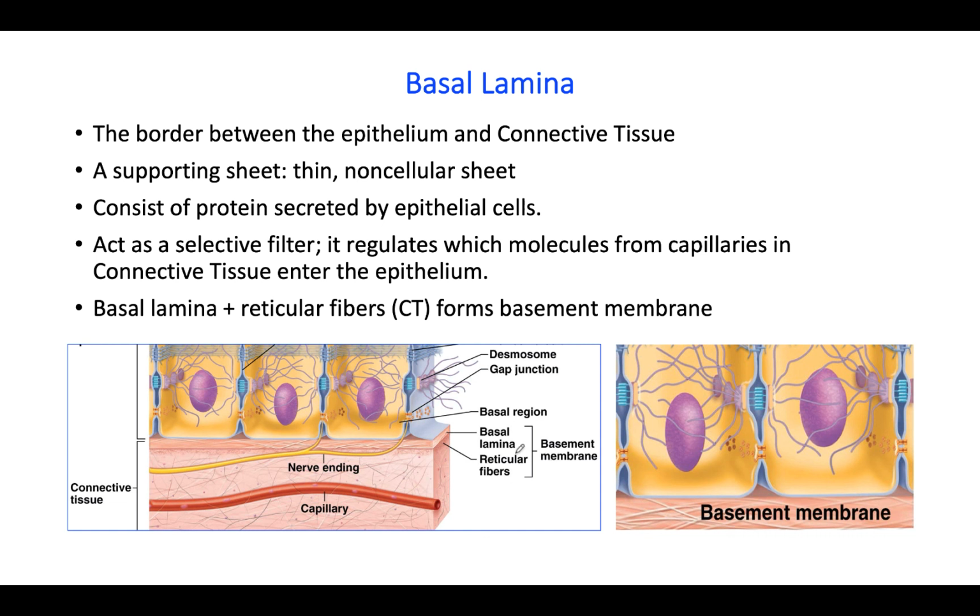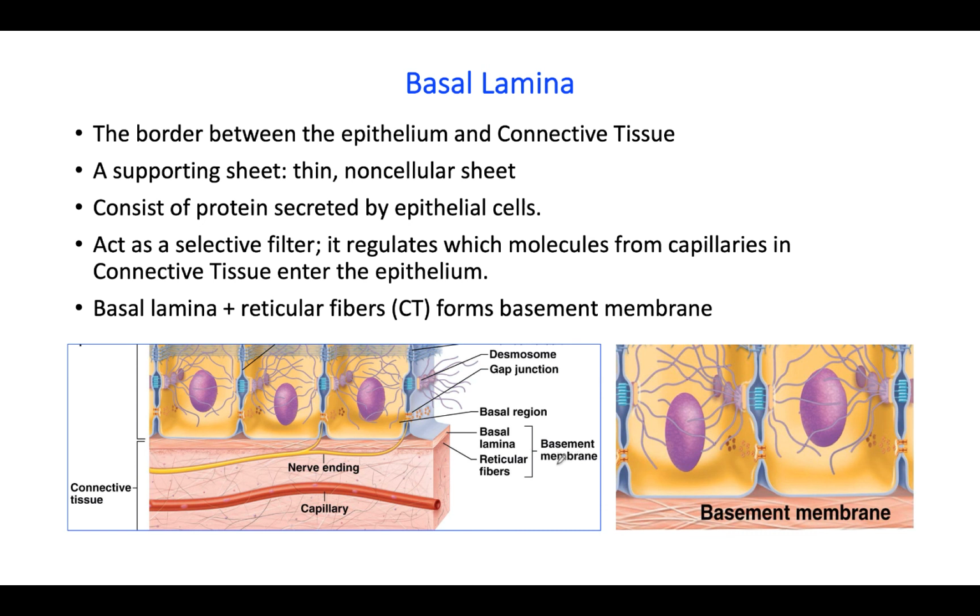Basement membrane acts as a selective filter. It regulates which molecules from capillaries in connective tissue enter the epithelium. Capillary blood vessels cannot penetrate into epithelial cells, but some molecules in the capillary can be provided to the epithelium. At that time, they need to pass through the basement membrane, and sometimes some molecules cannot even enter the epithelial cell. So the basement membrane's role is as a selective filter.